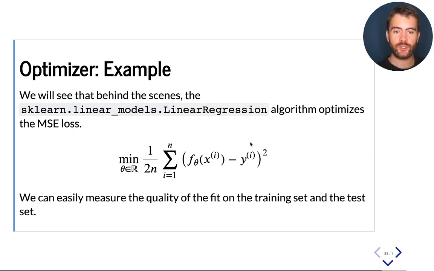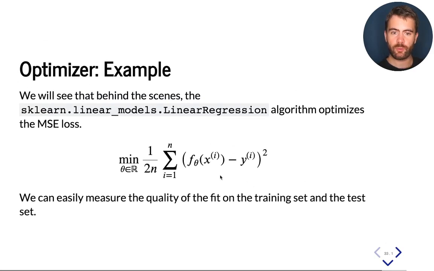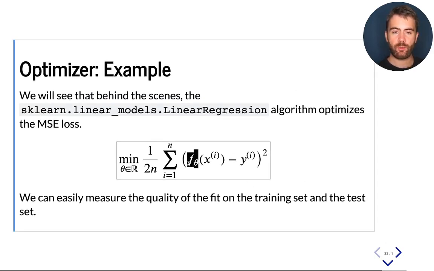So here we have a linear model. F sub theta here is going to be a linear model, even though I haven't defined this on this slide. And we're going to solve the following optimization problem, where we are going to be minimizing this mean squared error. We can run this. So now I have an example of a machine learning model. That's the linear model. I have an example of an objective. This is the mean squared error objective here, and I will use this algorithm from scikit-learn to perform this minimization.